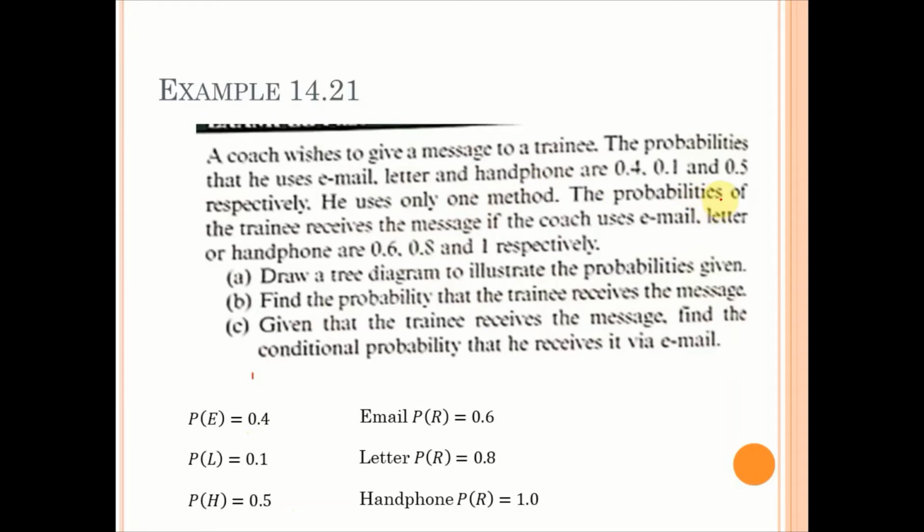Okay, and then the probabilities of the trainee receiving the message. Tadi coach ni hantar, tapi tak pasti lagi trainee receive ke tak. So the probability untuk dia receive: kalau you choose email, probability receive, I letak R, is 0.6. If letter, probability receive is 0.8. If handphone, probability receive is 1. Maksudnya kalau guna handphone, confirm dia akan dapat the message. Okay, A: draw a tree diagram to illustrate the probabilities given. And then nanti kita akan go to B and C.